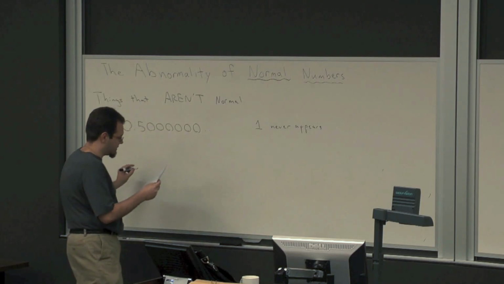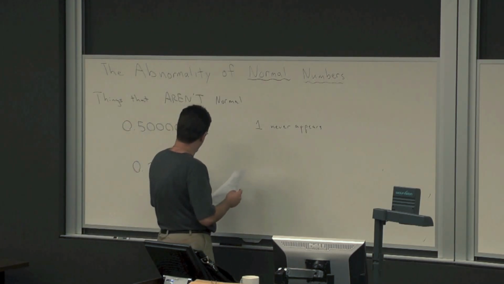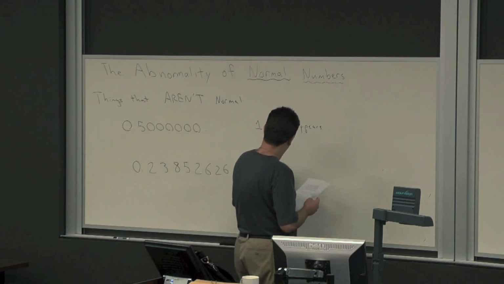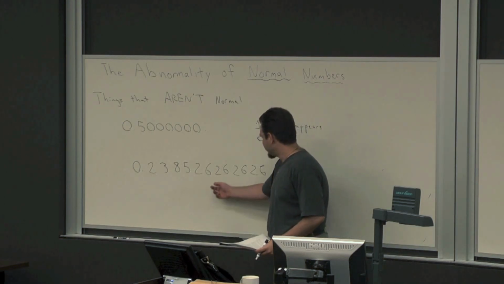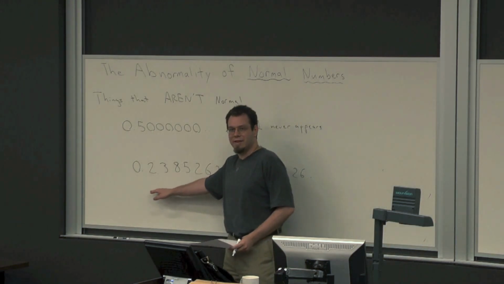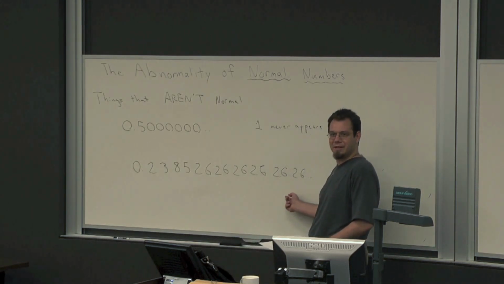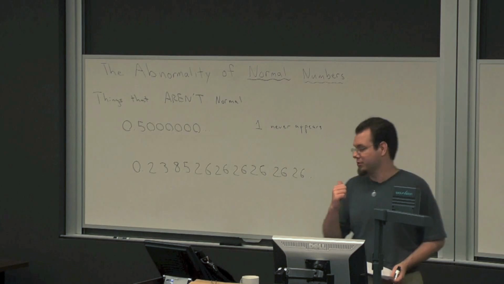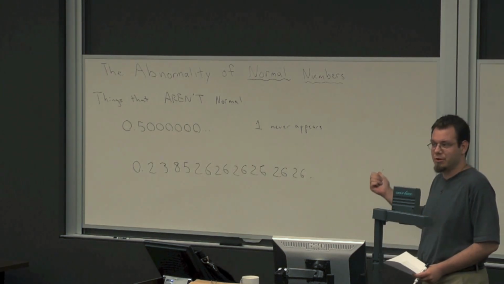So I mean, here's another one. 0.2382526, 26, 26, 26, 26, 26. Well, you kind of notice that basically everything that happens really happens here. And after this point, it starts getting really boring. And you could really easily pick a string which never occurs. 7 never occurs. 266 never occurs.